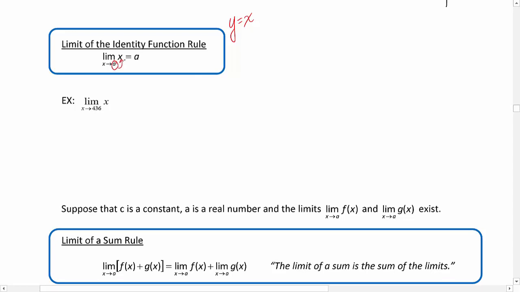So the limit as x approaches 436 of x. We're just taking this 436 and plugging it in for x. It's going to make our limit equal to 436.